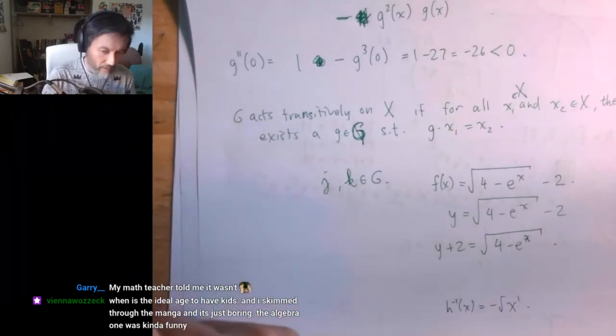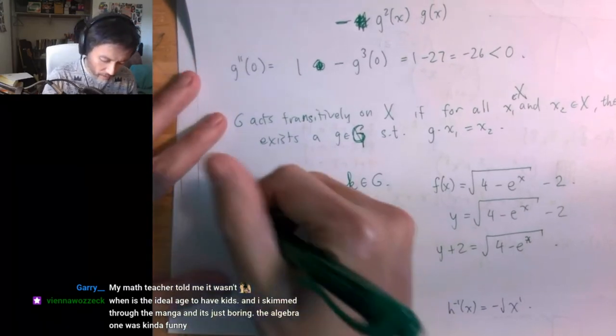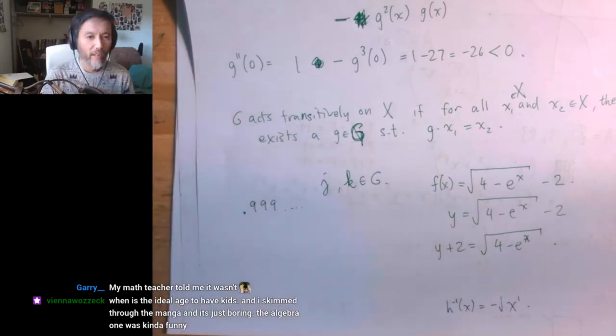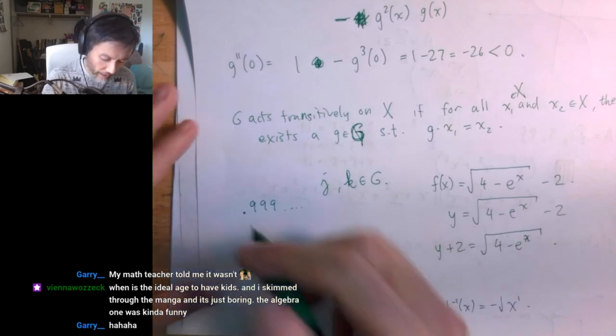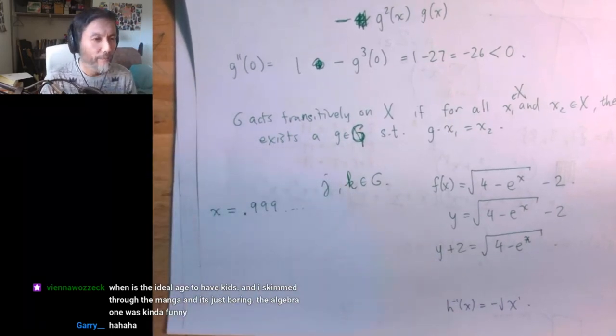0.9 repeating. What's the right way of thinking about it? 0.999 dot dot dot. Well, maybe we could give it a name. Sometimes when you don't know what something is, if you give it a name, it can help. So let's call it x. And what I want to show is that x is equal to 1.